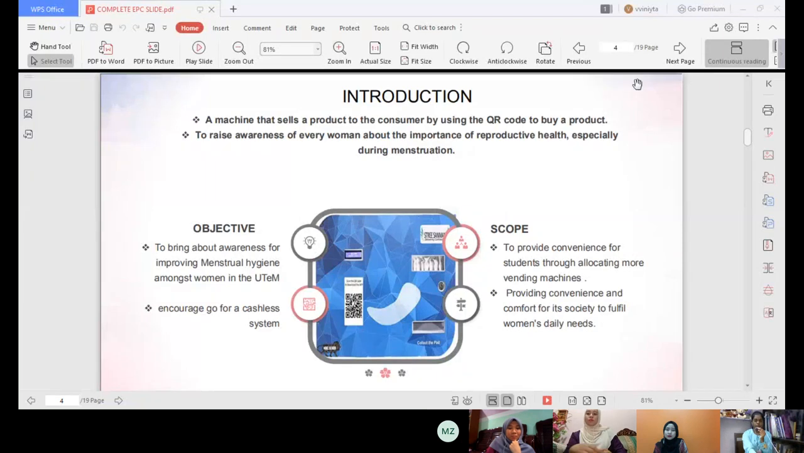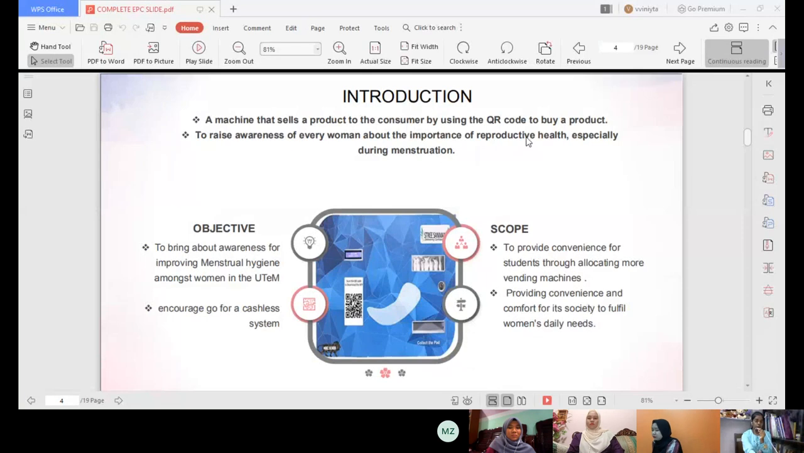Our main objective is to bring awareness for improving menstrual hygiene among women in the UTEM and encourage going for a cashless system. I myself experienced this tragedy where sometimes we forget to bring sanitary napkins and start to ask our friends, do you guys experience? And at that time, there is no nearest shop. So as women, we came up with this creative technology which only gives benefit to the needs of society.